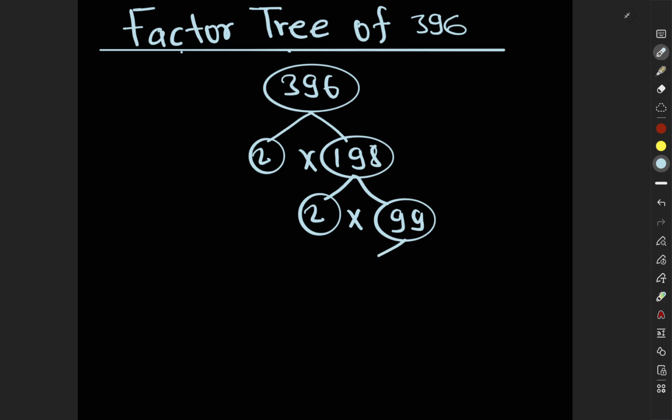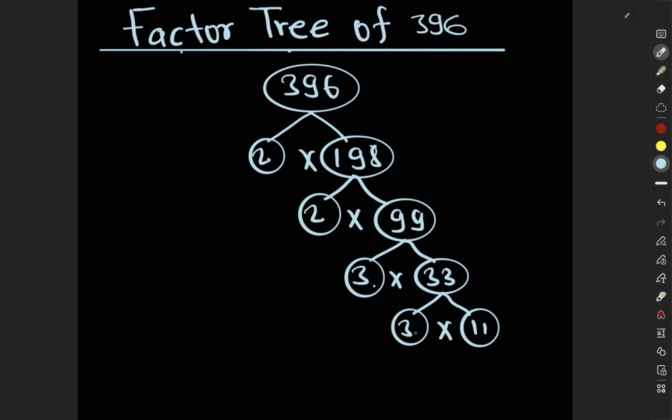Now 99, it can be written as 3 times 33. 3 times 33 means 99. Now 33, it can be written as 3 times 11. 3 times 11 means 33.